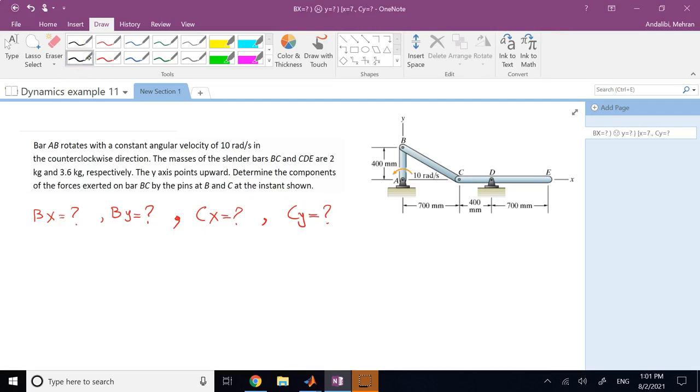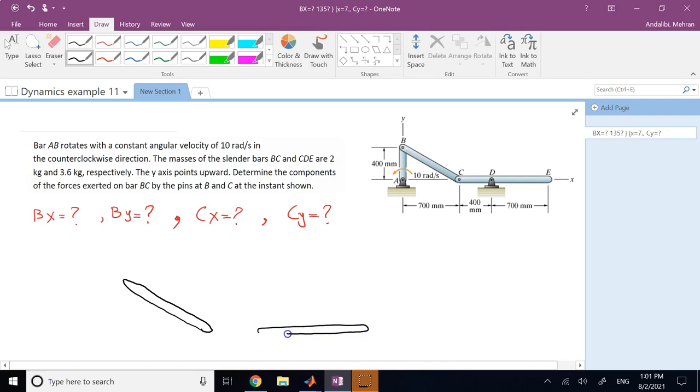So what we need is to draw the free body diagrams of the two members BC and CDE. You might say, what about AB? Well, we can draw that one as well, but we don't have all the information for it. The mass of it is not given. The torque at pin A that causes the member to rotate is not given. So if we draw it for member AB, it's not going to give us the information that we need. So these two FBDs of BC and CDE should be enough.